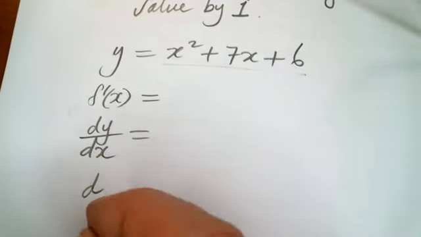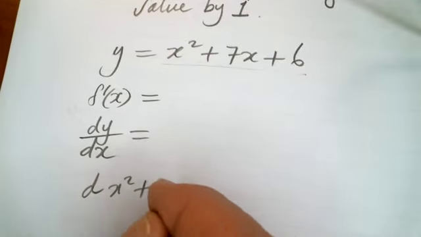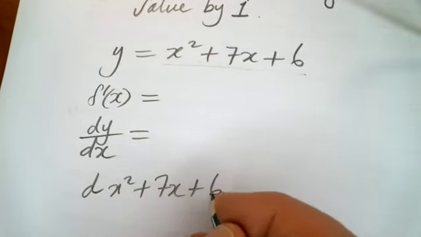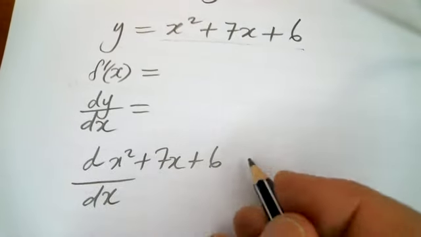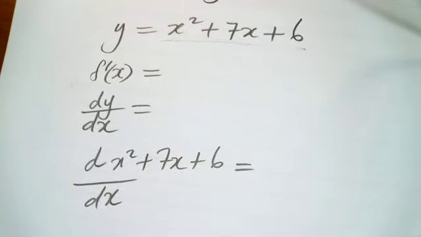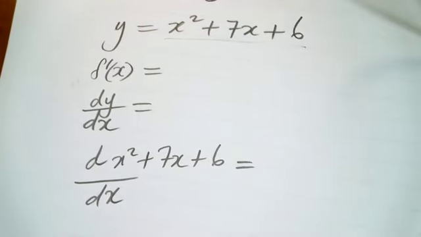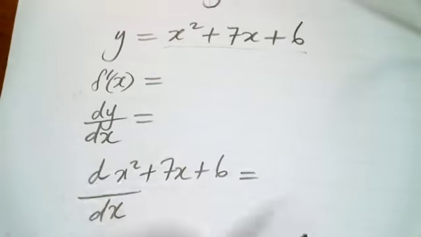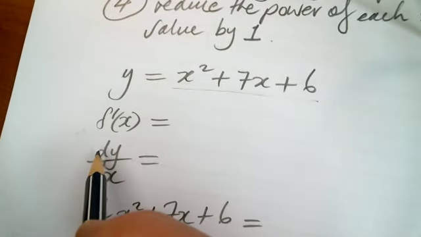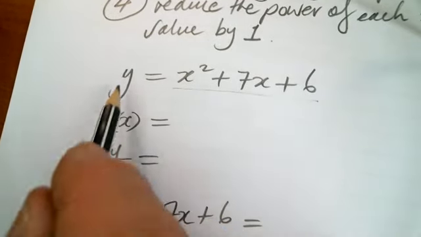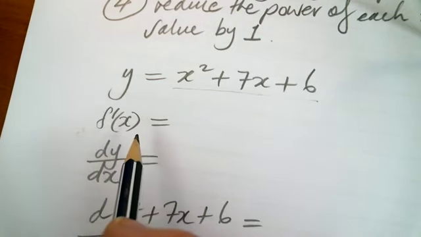So I'm going to go d x squared plus 7x plus 6 with respect to x equals. This is a bit more unusual. You wouldn't normally do that, but you could do that. There's nothing stopping you doing that. All of them mean precisely the same thing. But if it is y, I probably wouldn't make it into an f prime, or g prime, or an h prime, or whatever the name of the function was.